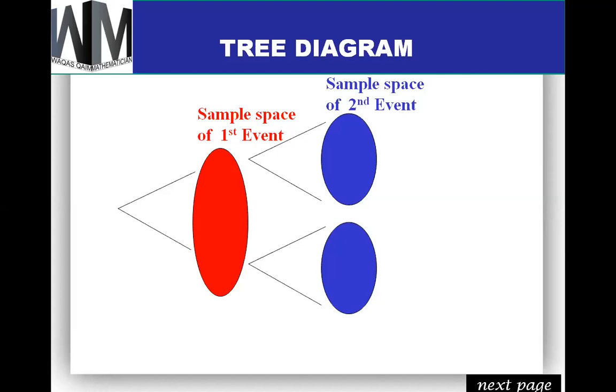Yes, it will be clear when we draw our tree diagram. The thing to remember right now is that in a tree diagram you write the sample space of the first event only once, and the sample space of the second event before every outcome of the sample space of the first event.